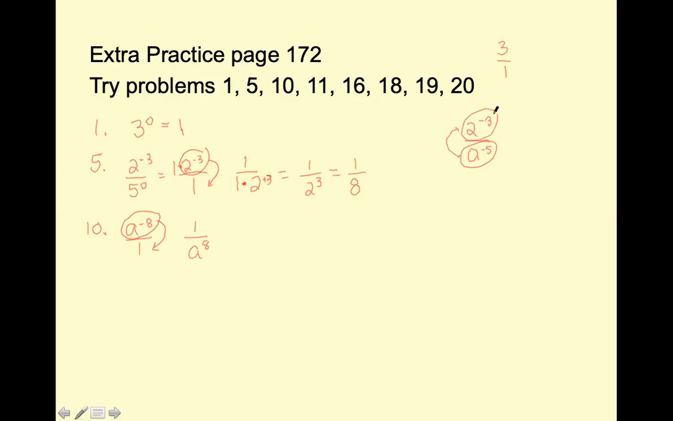When this comes to the denominator, its exponent becomes positive. So in this case, I would end up with a to the positive 5 in the numerator and 2 to the positive 3 in the denominator, or a to the 5th over 8.